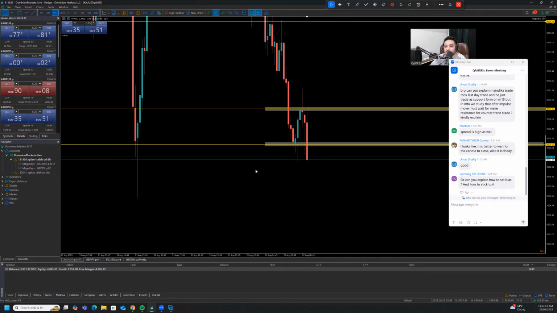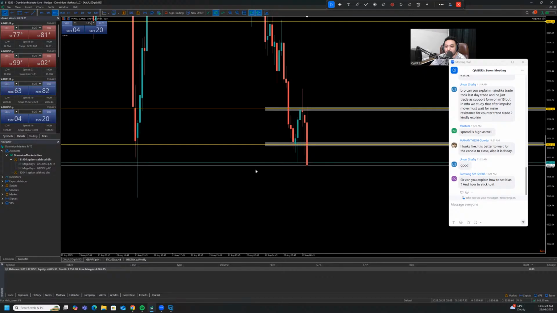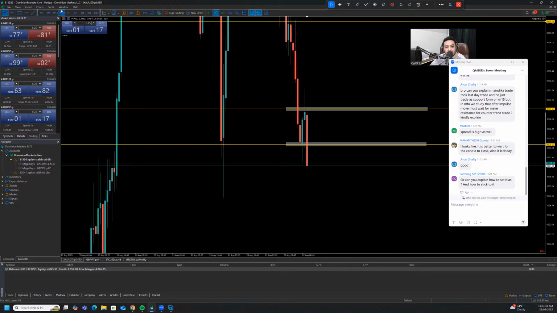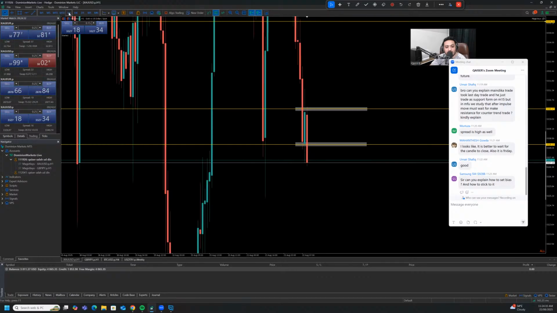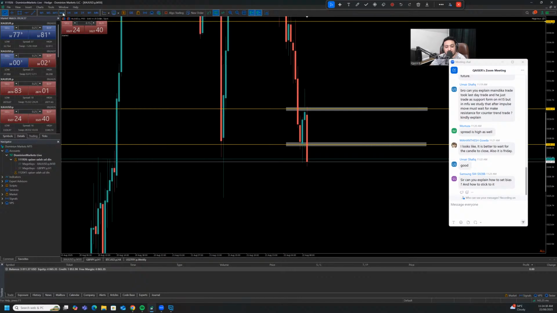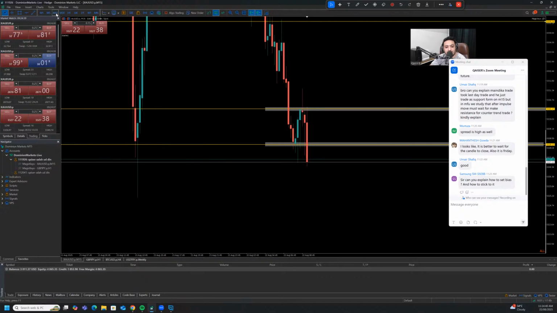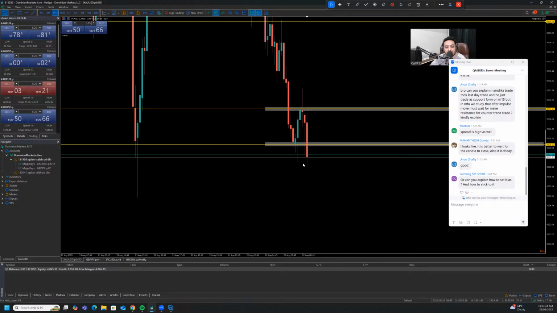Okay, it looks like it's better to wait for the candle to close. Also, it's Friday. Yeah, this is something I'm waiting for. But look at the way it's pushing to the downside now. M30 broke the previous candle low. H1 just broke the previous candle low. But there are just 6 minutes left for the candle to close. I would like to see a candle close below the support area. I will stick with my plan. No impulse entry for me. It's Friday.